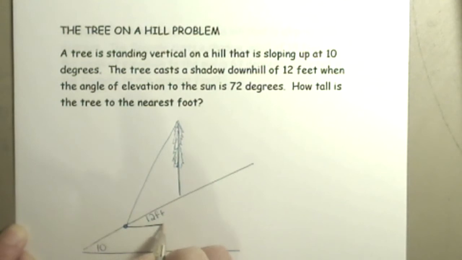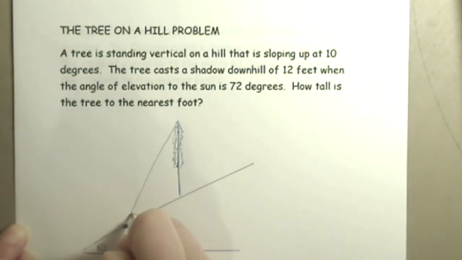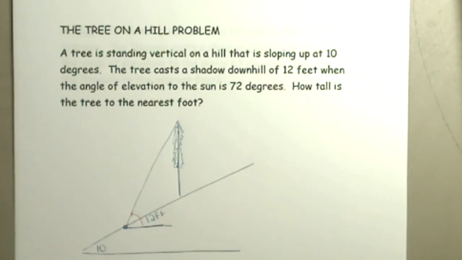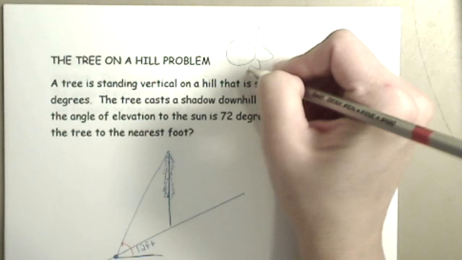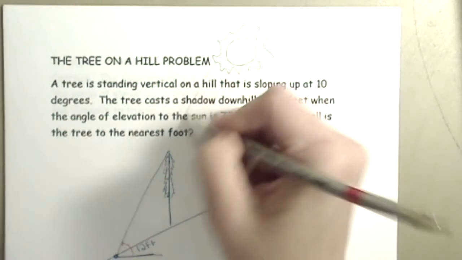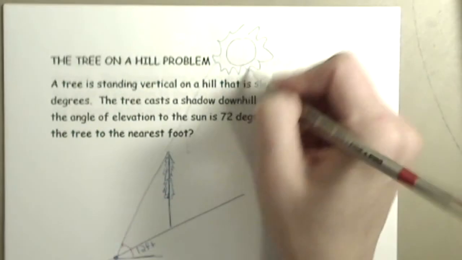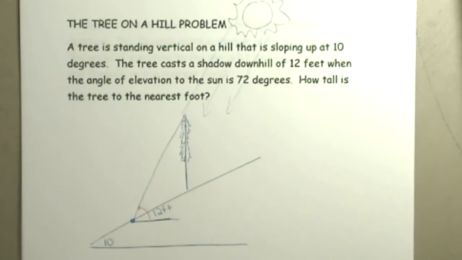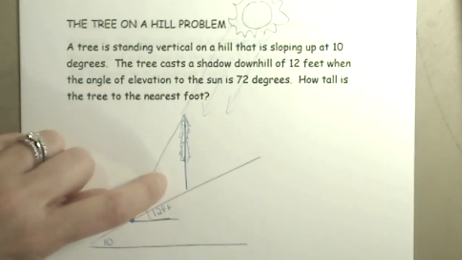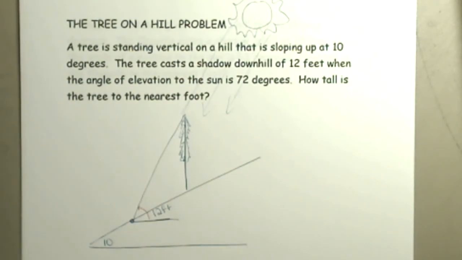Okay, that means the angle from here up to here, that entire angle of elevation to the sun is 72 degrees, because the definition of angle of elevation is from the horizontal. So the sun is up here somewhere, shining down with all of its rays. How tall is the tree to the nearest foot? Okay. So at this point, you want to make sure you have a nice big triangle to work with.